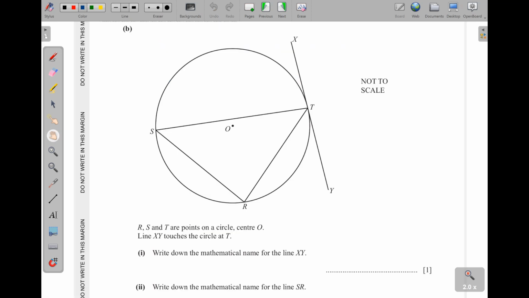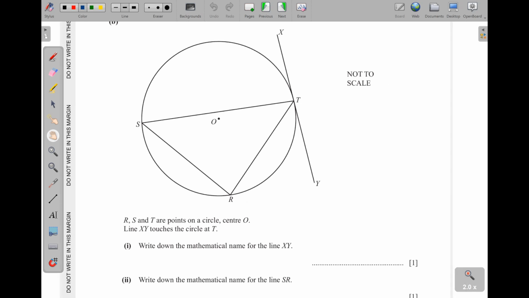31. Next, part B. This one is coming from circle theorems. R, S, and T are points on a circle, center O. Line XY touches the circle at T. Write down the mathematical name for the line XY. For the line XY, this one is a tangent.